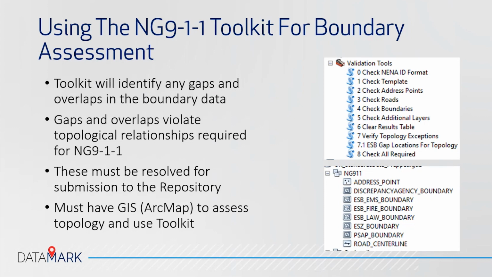If you have gaps and overlaps in your data, it's going to flag as an error and you will not be able to submit it to the repository. So those have to be resolved first before you try to push that data into the repository. And then you're going to make sure that those are obviously corrected before you can submit. But the thing about the toolkit is you do have to have GIS, you have to have ArcMap specifically, to assess the topology and use the toolkit.